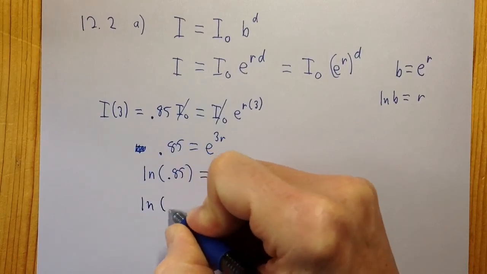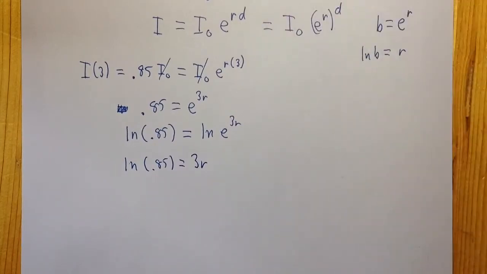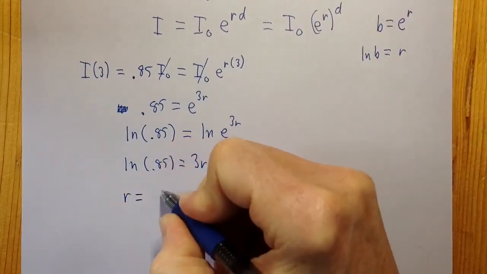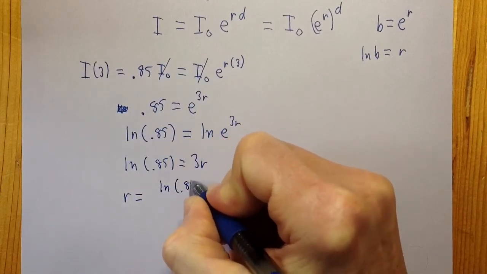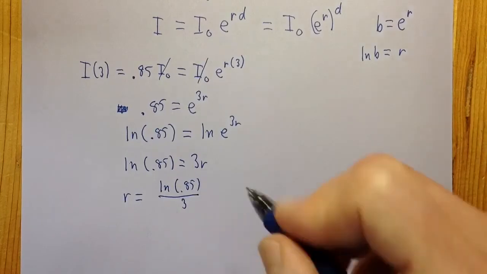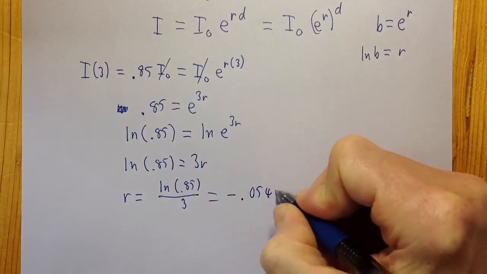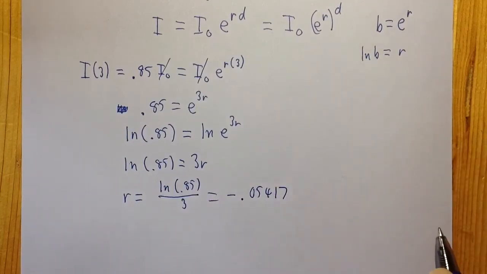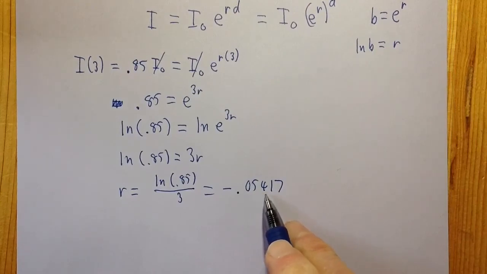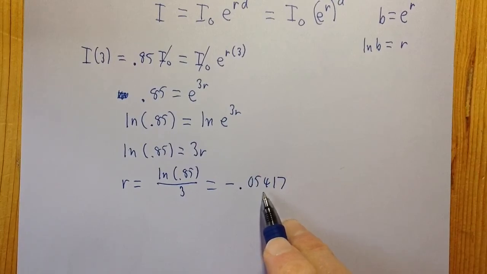So ln of 0.85 is equal to 3r, or the rate of decrease, r, is ln of 0.85 divided by 3. That you can put on your calculator, and I get negative 0.05417. I'm going to keep lots of decimal places. So that is our r, which is about 5.4%. So it decreases at about 5.4%, which ends up being at 3 meters, it's gone down about 15%.